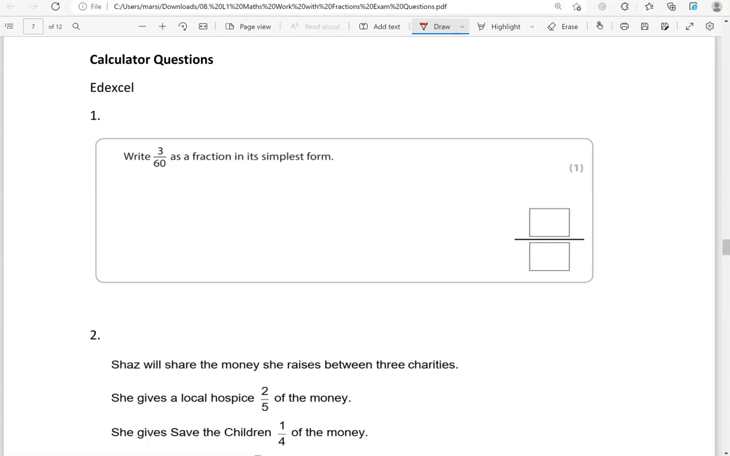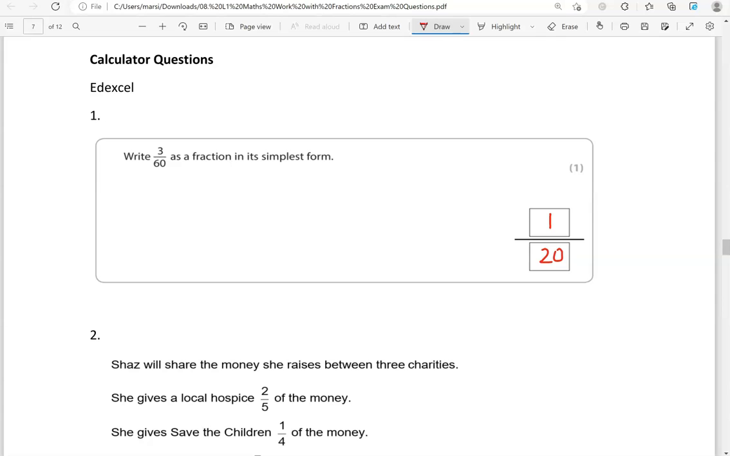Write 3/60 as a fraction in its simplest form. So we've got 3 and 60. We need to find a number that we can divide both by, so by the same number. 3, you don't have much choice, it's only 3 you can divide by to get a whole number, which is 1. So 3 divided by 3 gives us 1. 60 divided by 3 gives us 20. But if you're unsure about that, you can use a calculator to divide 60 by 3 and it gives you 20.